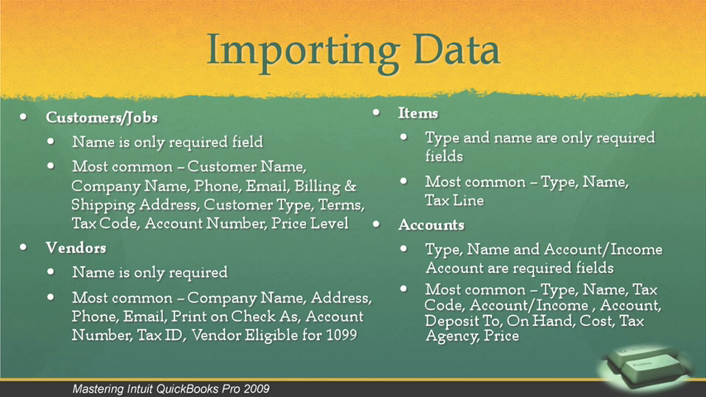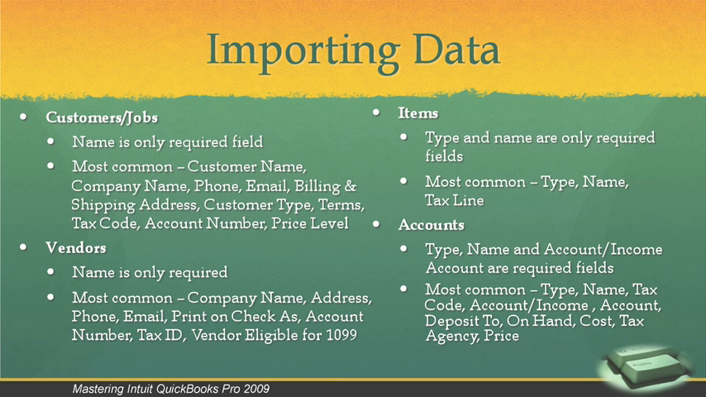In short, customers and jobs, vendors, items, and accounts can all be imported. I'm showing you here some of the different fields that are required. So for customers and jobs, as well as your vendors, basically all you have to have is a name, but you'll probably have some other information. For example, with your customers, you'll probably have an email address and their billing and shipping addresses, maybe the terms that they're on, those types of things. And for vendors, you'll probably also have what you want their check printed as, maybe an account number, and maybe their 1099 status.